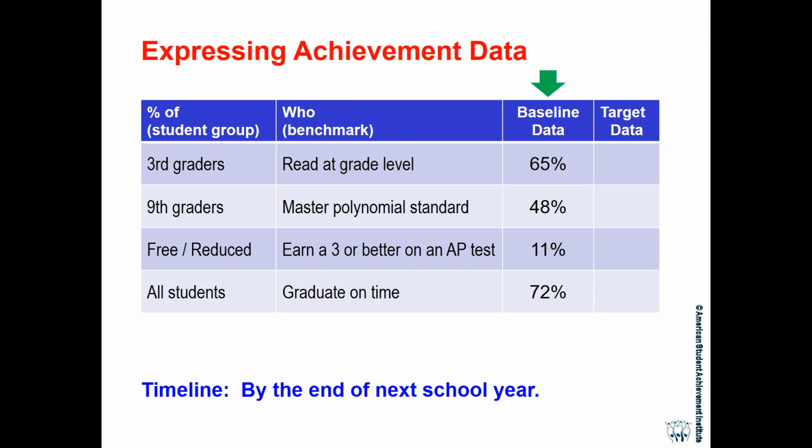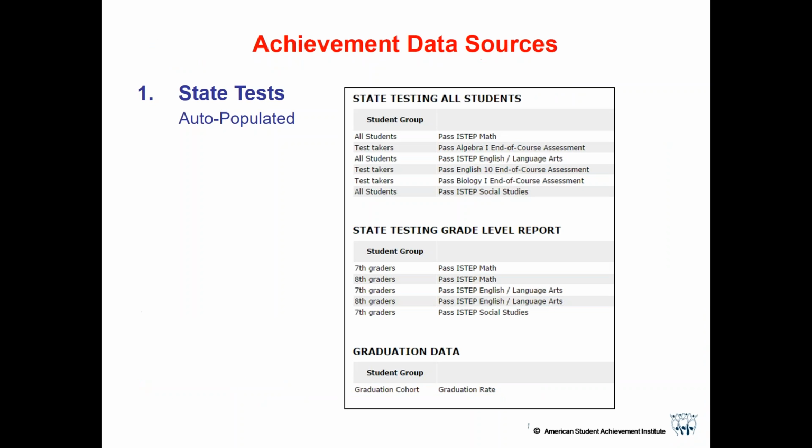Now, also when we're talking about target data, we always give a timeline. Our timeline is always going to be 1 year. So if we're at 65% right now, where could we be a year from now? We'll always set goals in 1-year increments, and then we'll work to reach that goal, and then we'll set another goal, and then we'll work to reach that goal. The one thing on this slide to pay attention to is that we've got a student group and a benchmark. Those are the two key parts of how we express data.